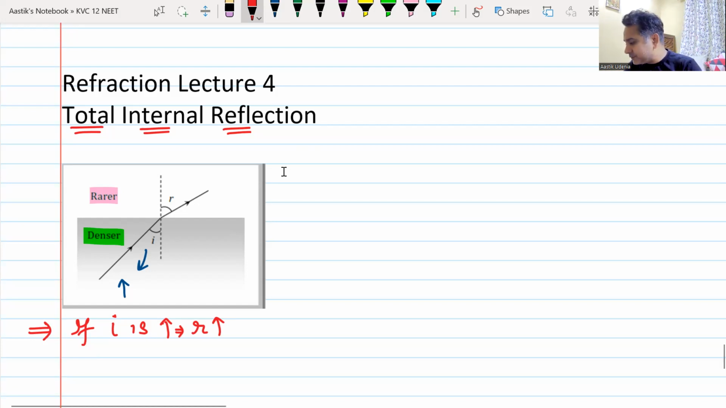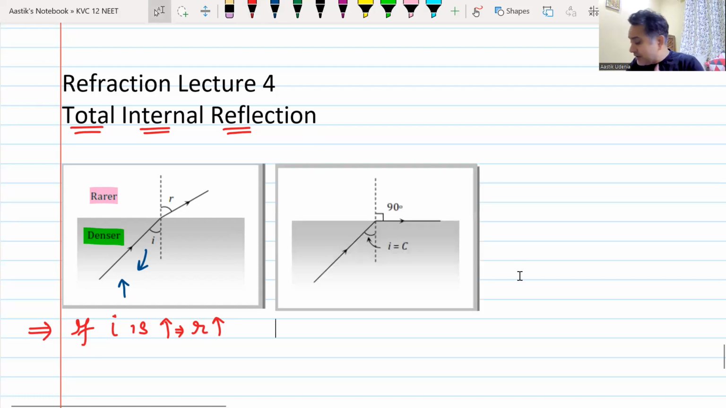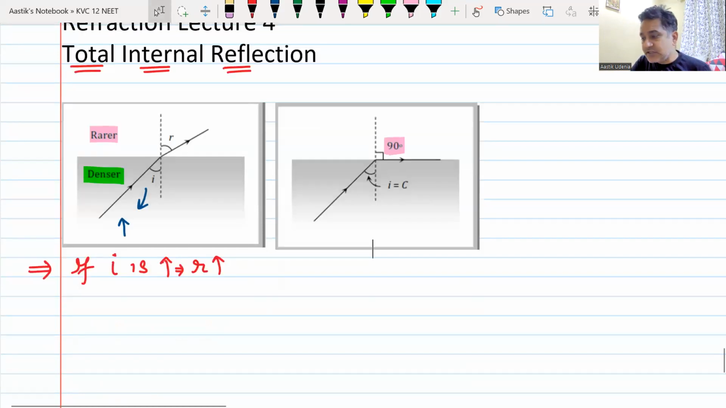What do you think will happen? If I keep on increasing the angle of incidence, at one point, the angle of refraction, as you can see here, would become 90 degrees because it will keep on increasing. Yes or no? It will increase, and at some point, this angle of refraction in the rarer medium would become 90 degrees. This angle of incidence is known as critical angle.